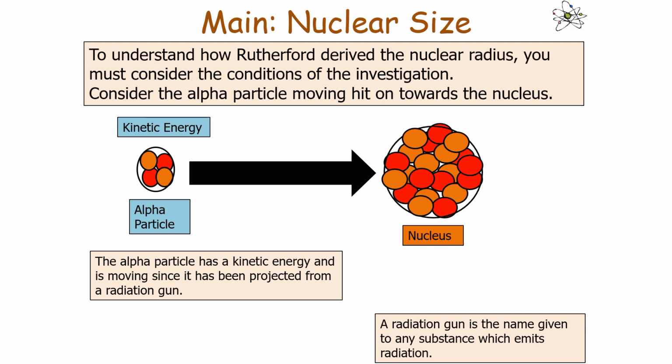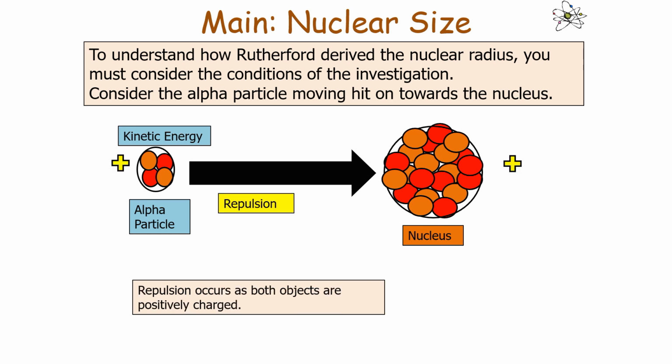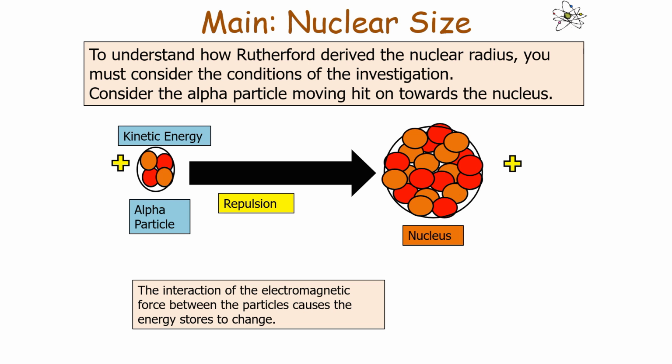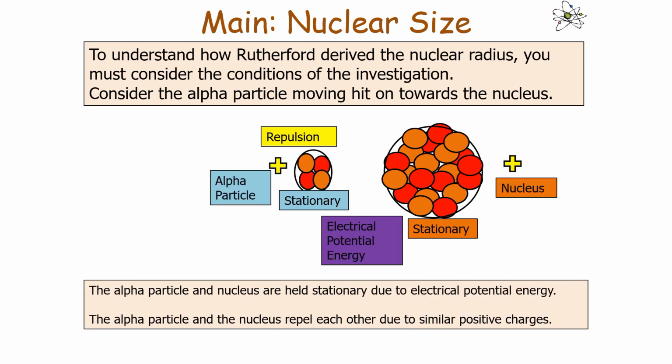Now the alpha particle has a kinetic energy and is moving since it's being projected from a radiation gun. A radiation gun, like mentioned earlier, is a name given to any substance which emits radiation. As the alpha particle approaches the nucleus, repulsion occurs as both objects are positively charged. The interaction of the electromagnetic force between the particles causes the energy stored to change. So the alpha particle and nucleus are held stationary due to electrical potential energy, because the alpha particle and the nucleus are repelling each other due to similar positive charges.